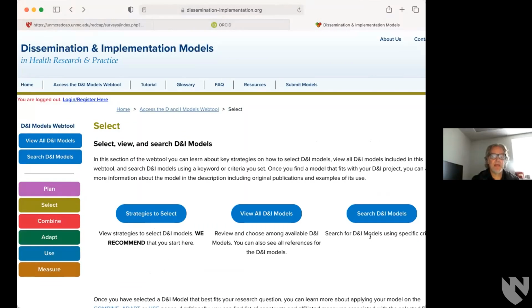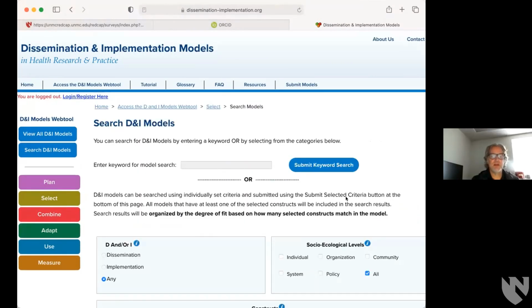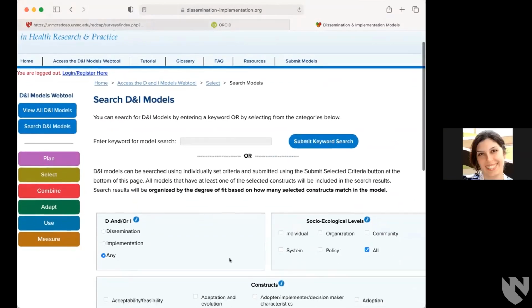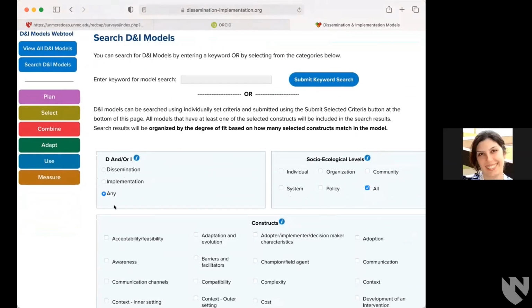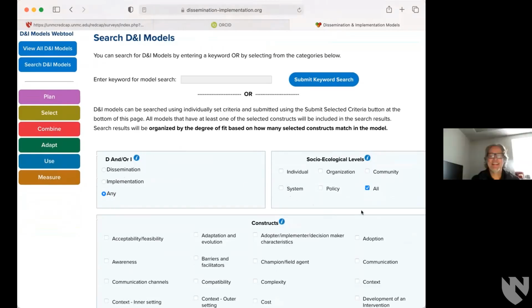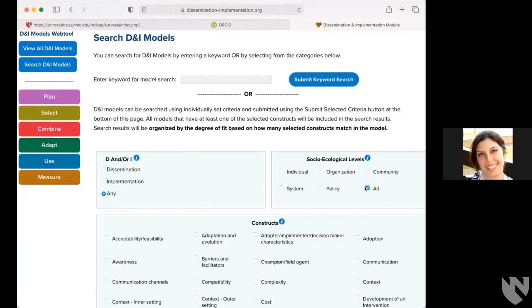Okay, great. And so what we're going to do is a little bit of a search. Ladan, we've been doing a bunch of stuff on your project. Why don't we pick a model for yours? Sure, that would be awesome. Okay, so do you think you want to do dissemination specific models, implementation specific models, or any model? I would go with any. Okay, great. So then let's think about social ecological levels. What do you think on this one? I really don't know.